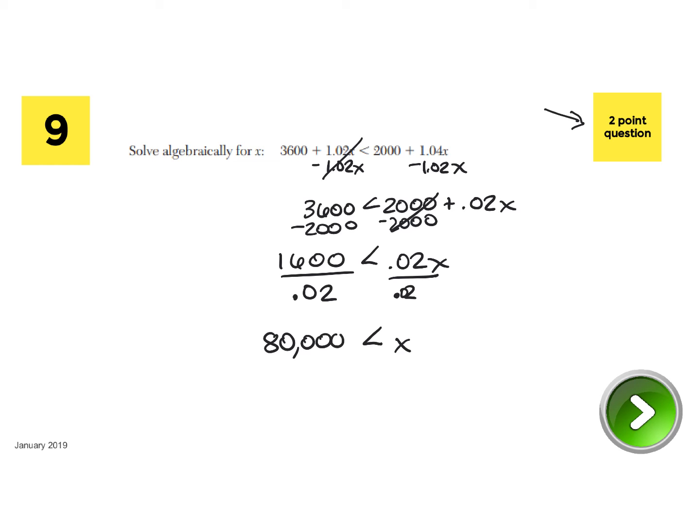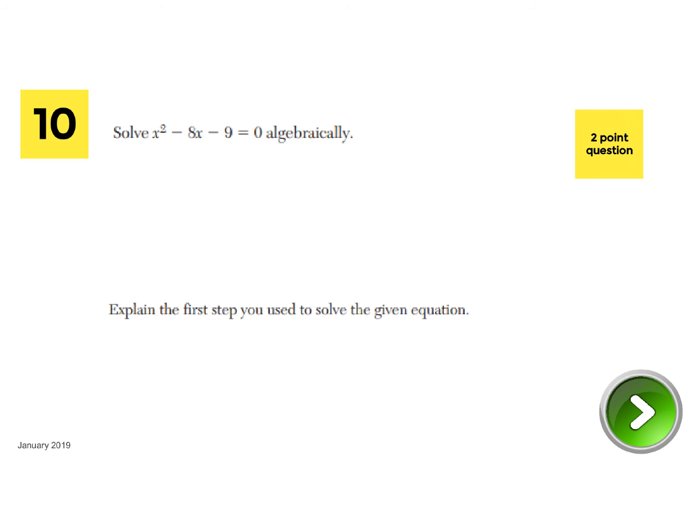You could turn this around and make the mirror image. So if you flip it, you would say x is greater than 80,000. Either way, you're going to get credit if you have it correctly written. If you had done it the other way, you would have come up with a negative number and you would just need to flip the inequality.